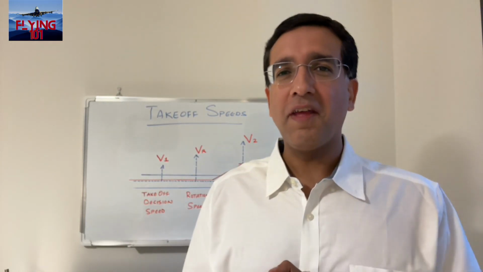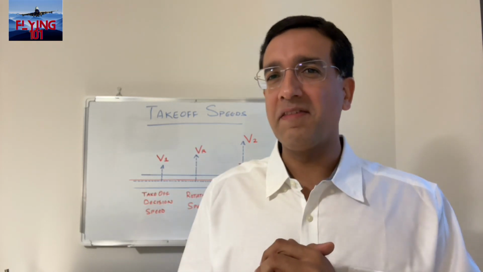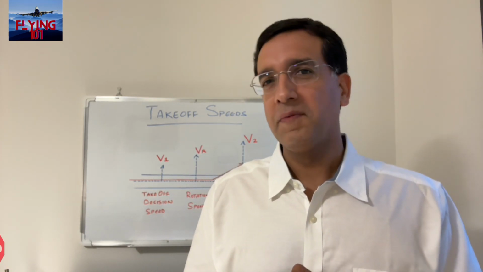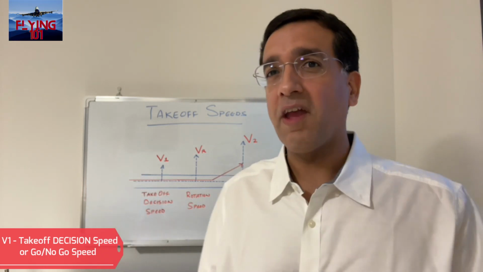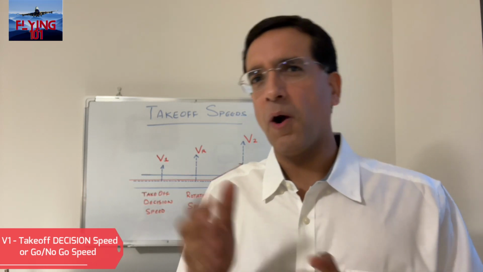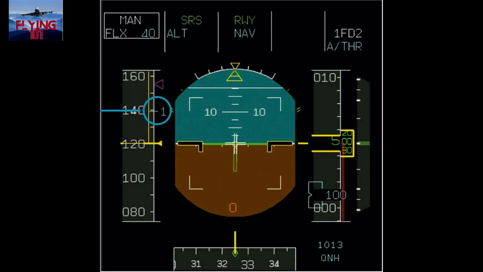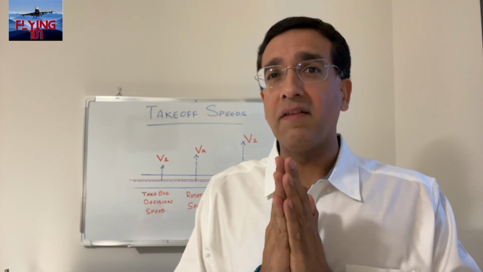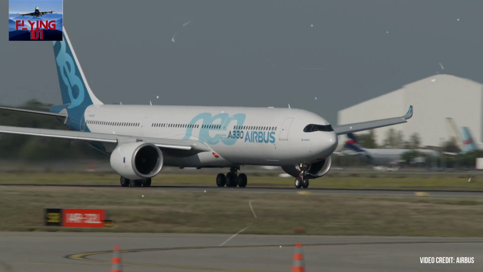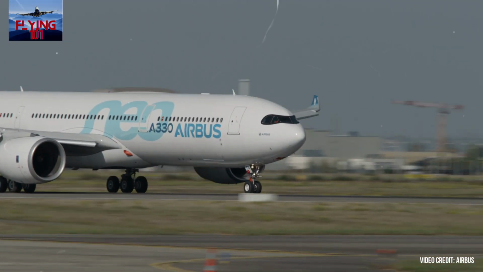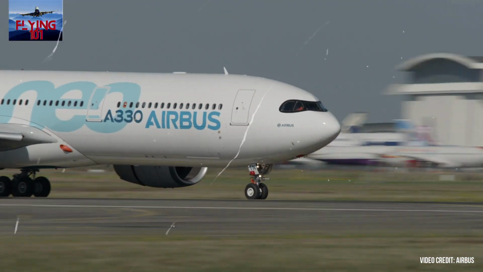So let's dive into the takeoff speeds that are critical to flight safety during takeoff. The first V speed is V1, which is the takeoff safety speed, or the go, no-go speed. This is the maximum speed at which pilots can initiate a rejected takeoff in the event of an emergency. V1 is also the minimum speed at which pilots can continue takeoff following an engine failure.